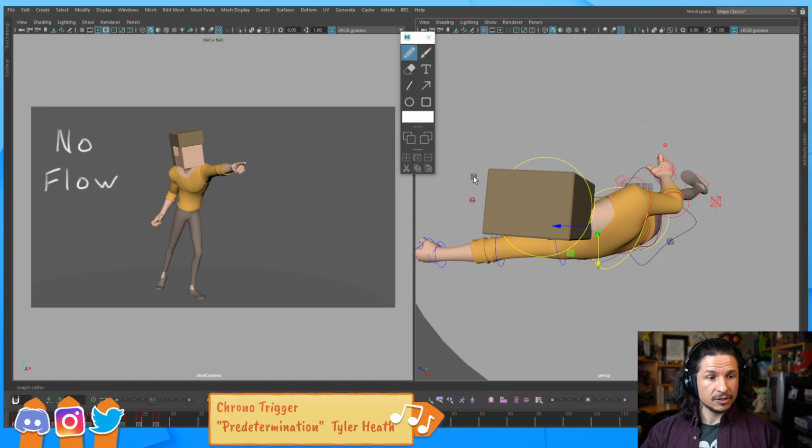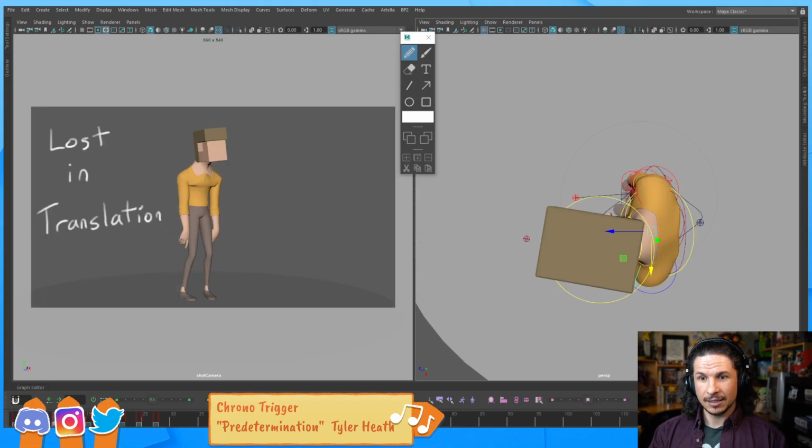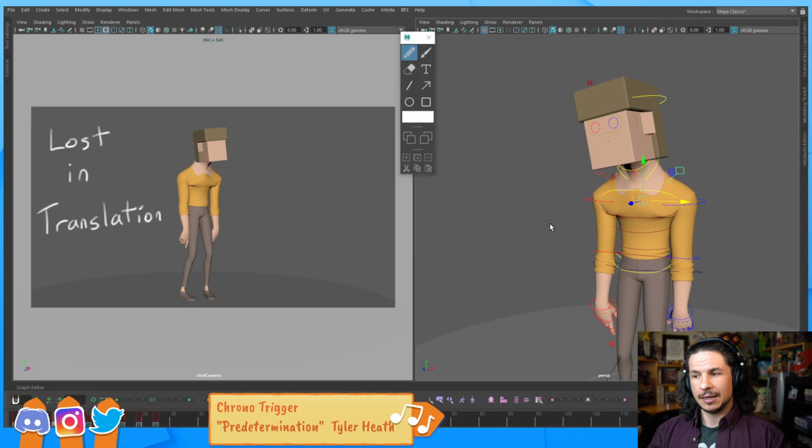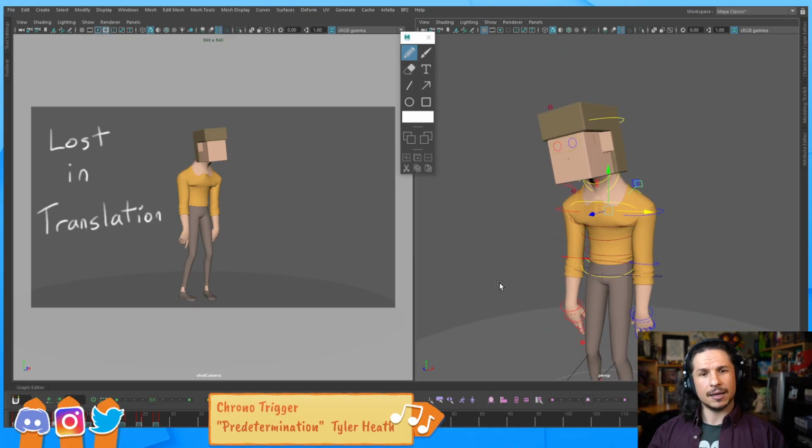Now, there's a question here. Should you only rotate the clavicles or do whatever you need to do to get into the pose? That's actually a very good question and actually goes into our next pose here, which is lost in translation. Do we rotate or translate the clavicles? Well, this is an open question because there's not really an answer. You can honestly do both.